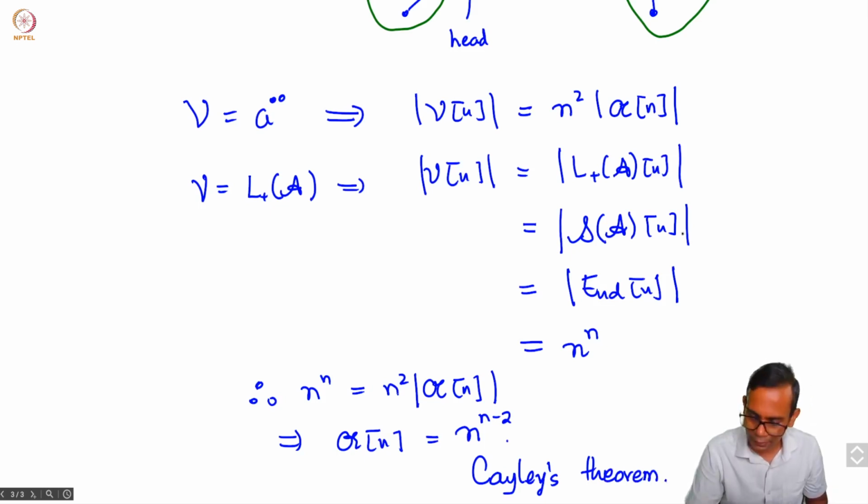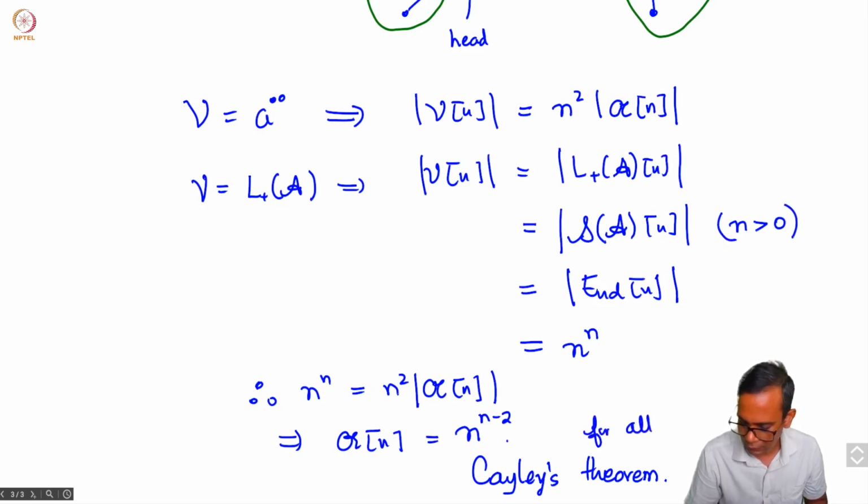I should have been a little careful here. This step only works if n is greater than 0, because here we have L plus and here we have S. And this formula only holds for all n in P, all positive integers.